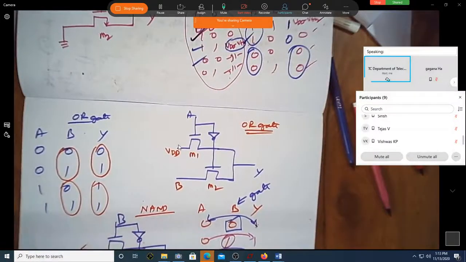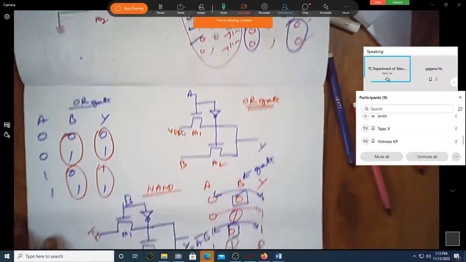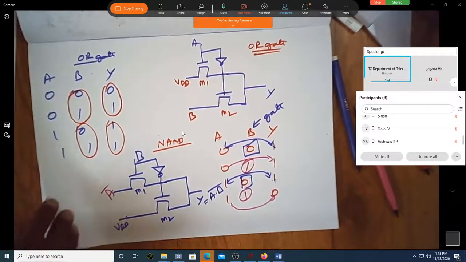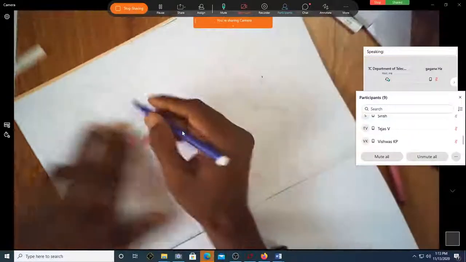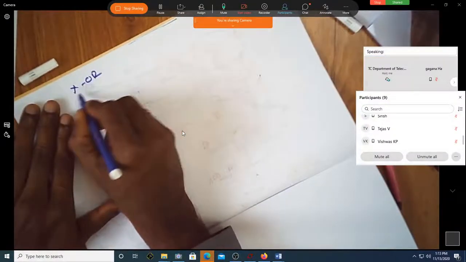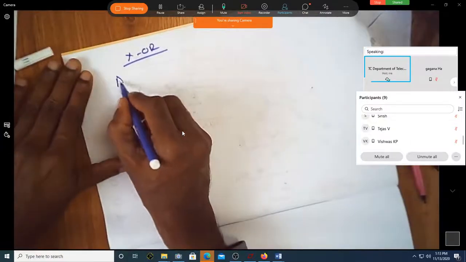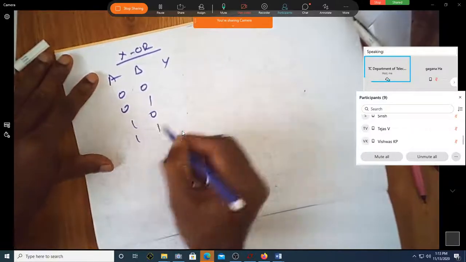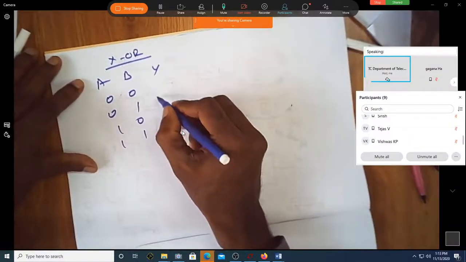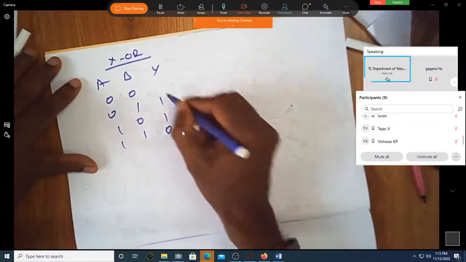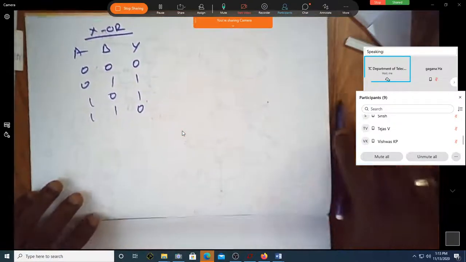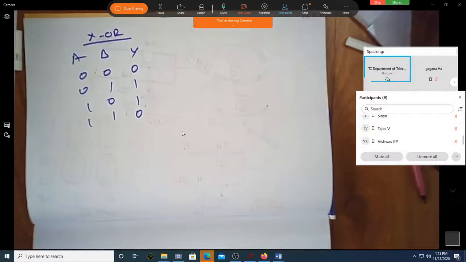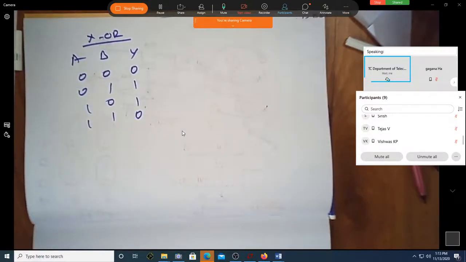This is pass transistor logic. The only thing is that the logic high will be a weak one. Write it for the XOR gate. It is A B Y: 0 0 0, 0 1 1, 1 0 1, 1 1 0. If the inputs are dissimilar, you will get output as 1. Otherwise, it is 0. That's it. You can take anyone as the control, and the other one is the input.